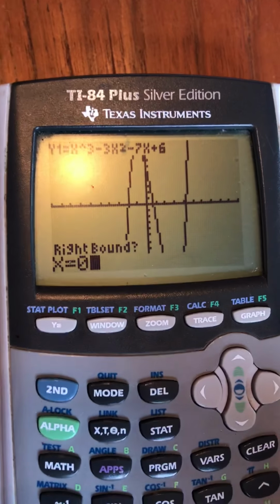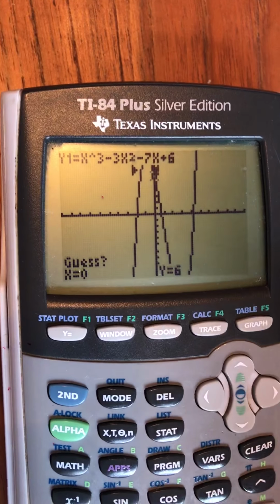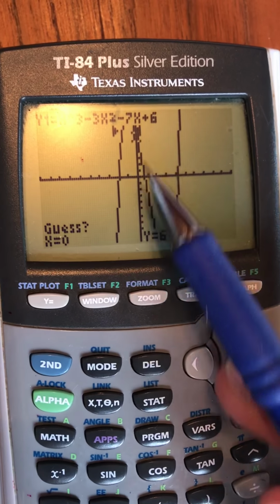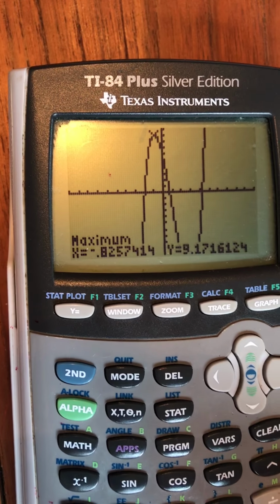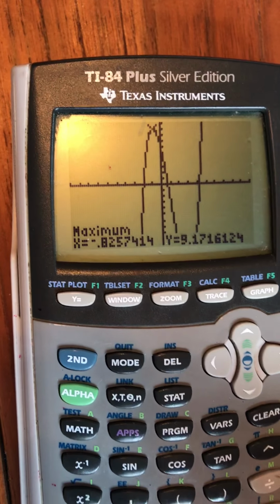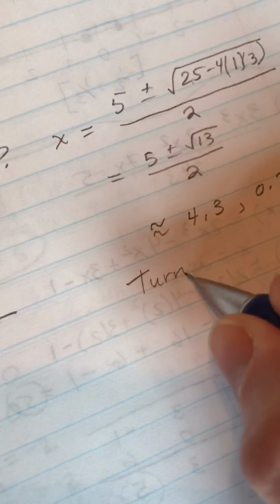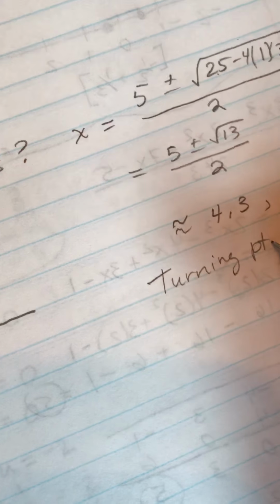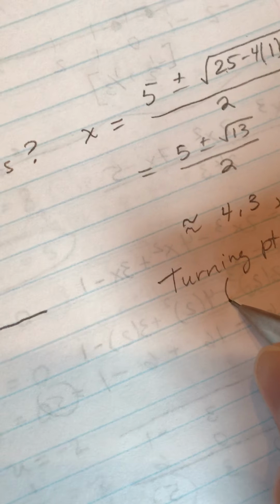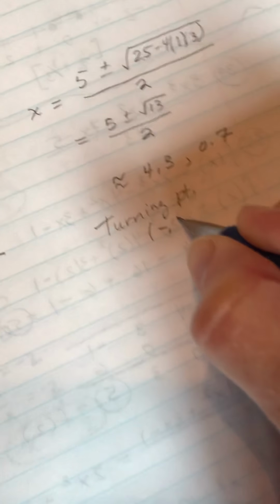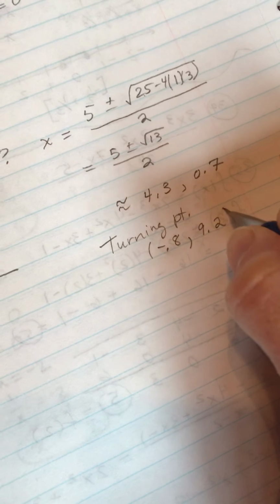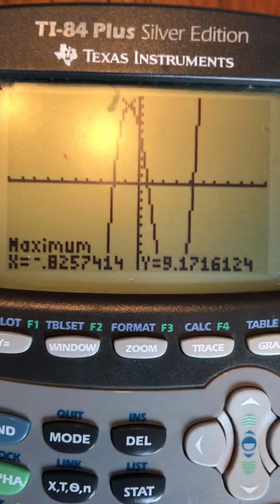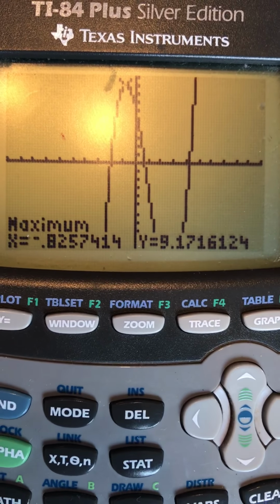In fact, what I'm using for left bound and right bound here are the x-intercept of -2 and then just the y-axis, which I can tell for sure are on either side of that maximum. So that approximates that turning point to however many decimal places you want. I'll just use one decimal place: -0.8 and 9.2 are what those numbers round to.